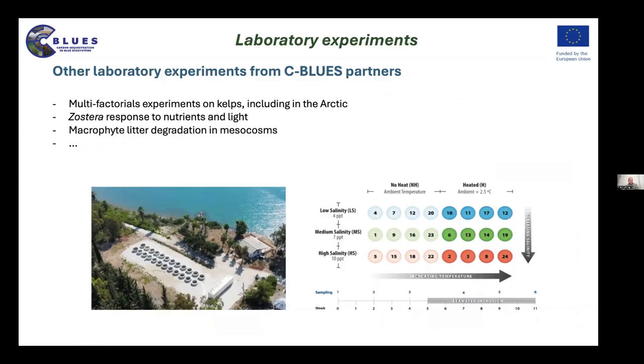Laboratory experiments were also done within the project by people who have worked on kelps, looking at their response notably to heat waves. This was done mostly by colleagues in Norway. My group also did some work in the Arctic to look at the effect of a large range of temperature and light on the dissolved organic carbon production by Arctic kelp. We also have done some work on Zostera to look at the response to nutrient and light. And colleagues in Turkey have done some very nice experiments in mesocosm, looking at the litter degradation from macrophytes and the effect of a large range of salinity and temperature on the degradation of litter from macrophytes.